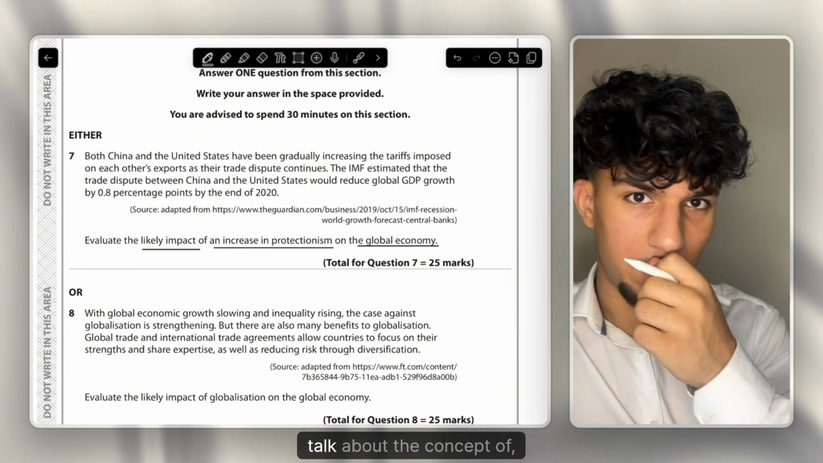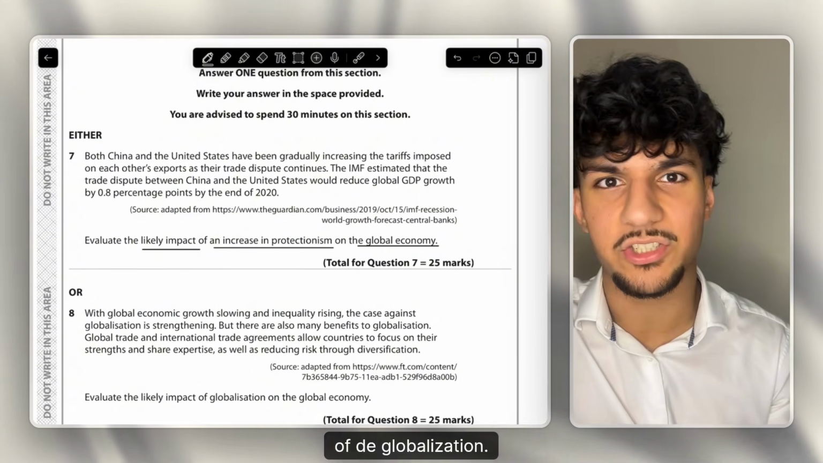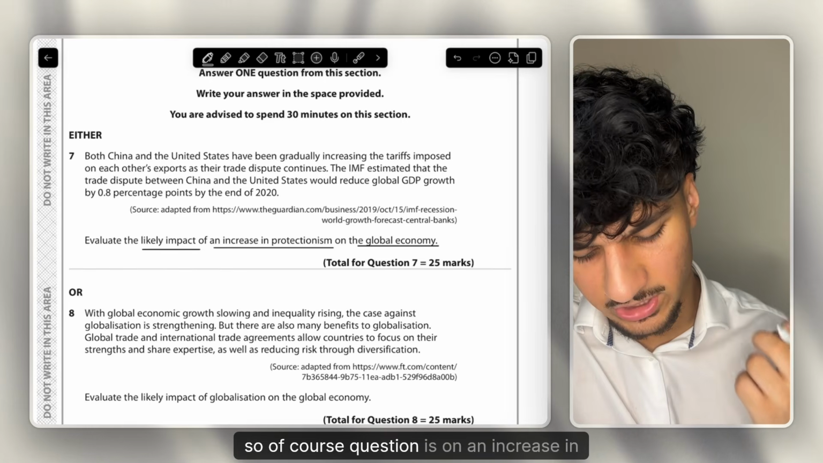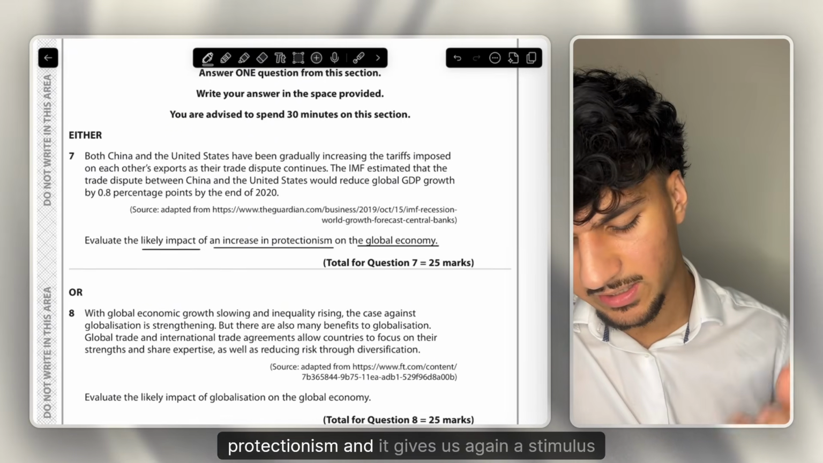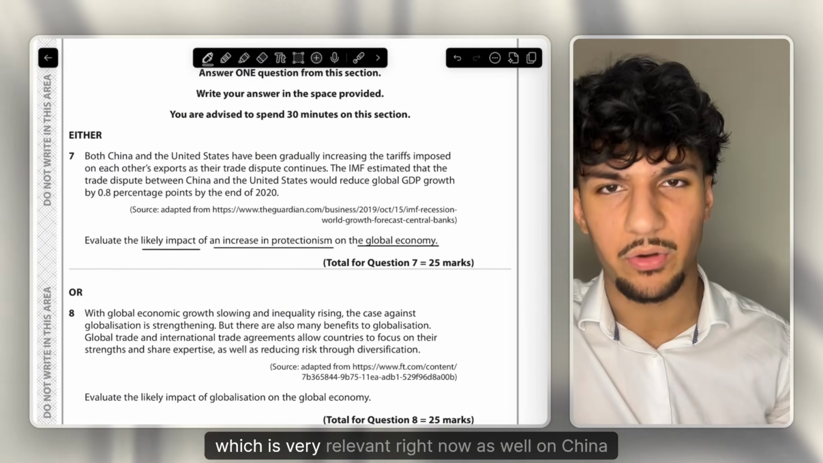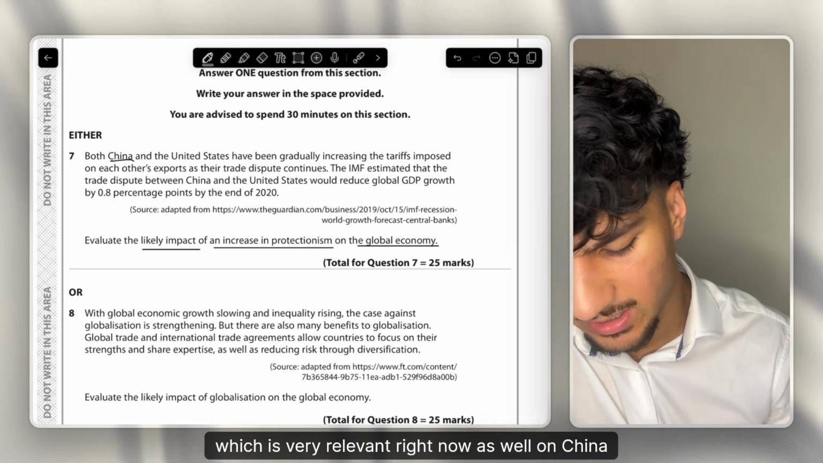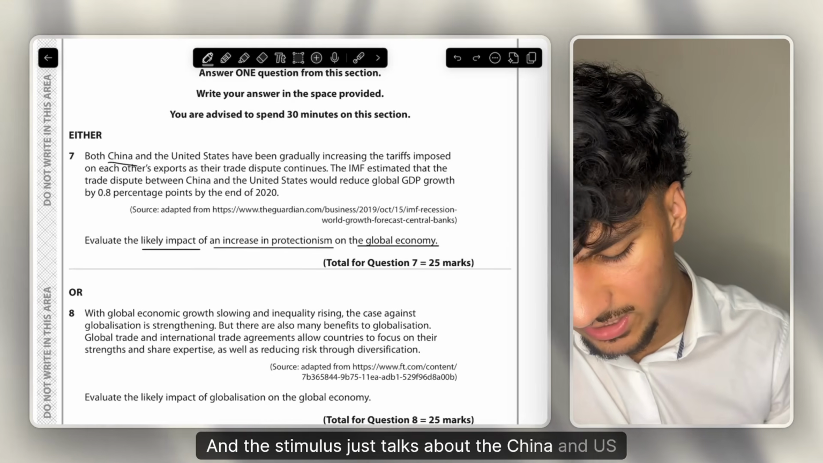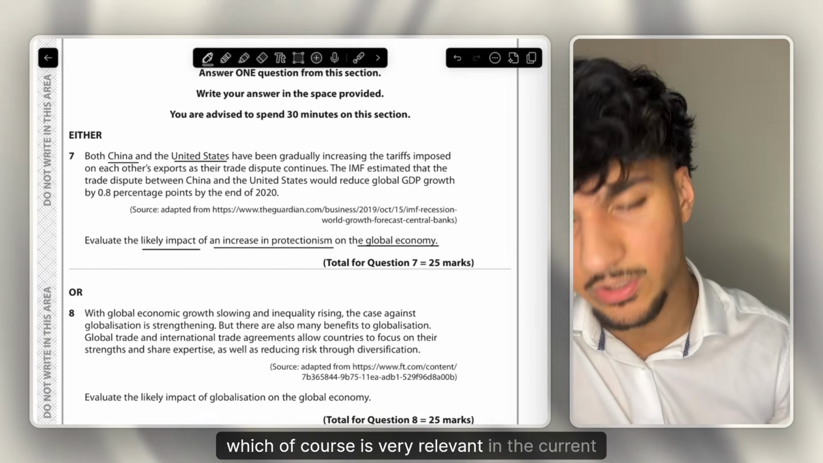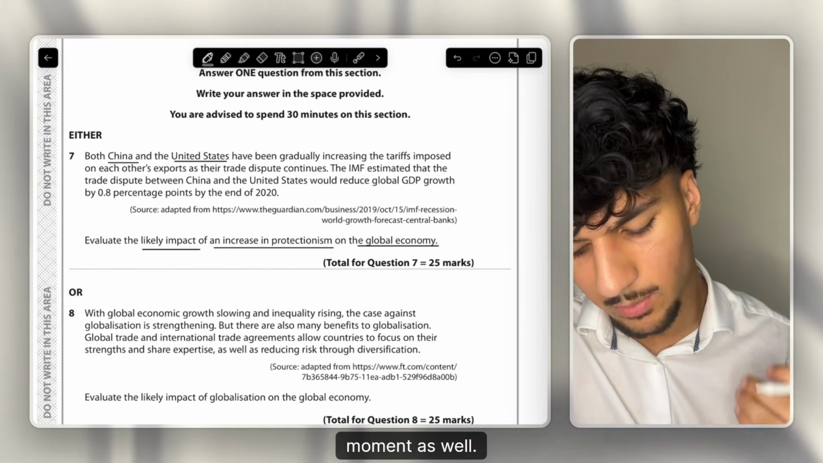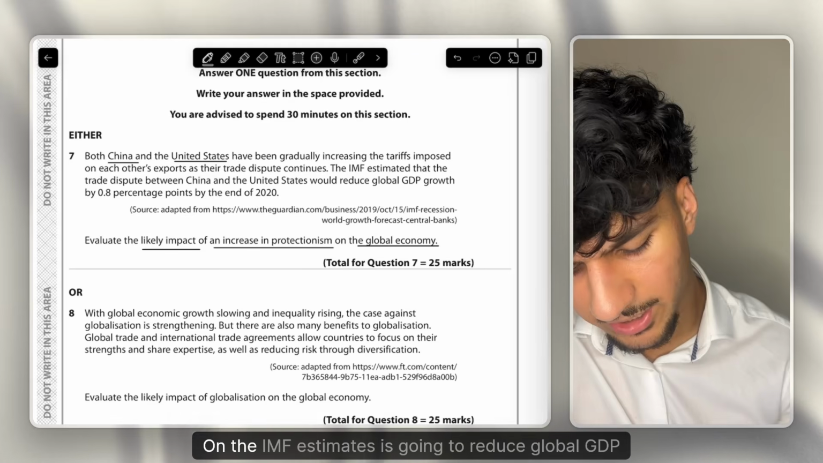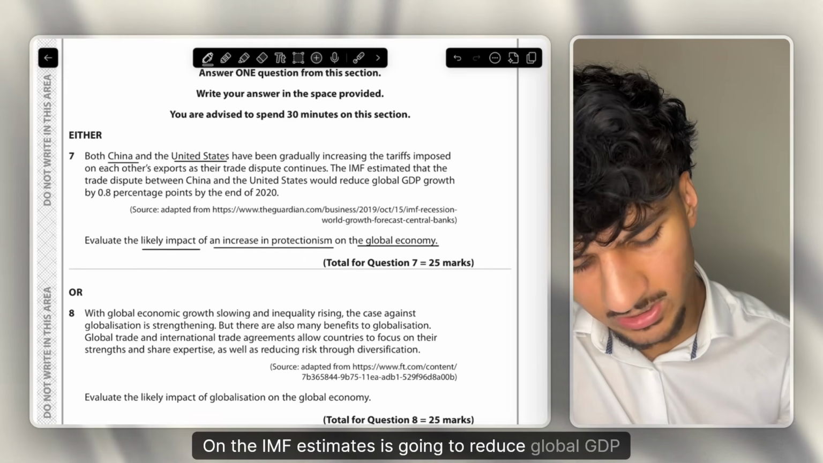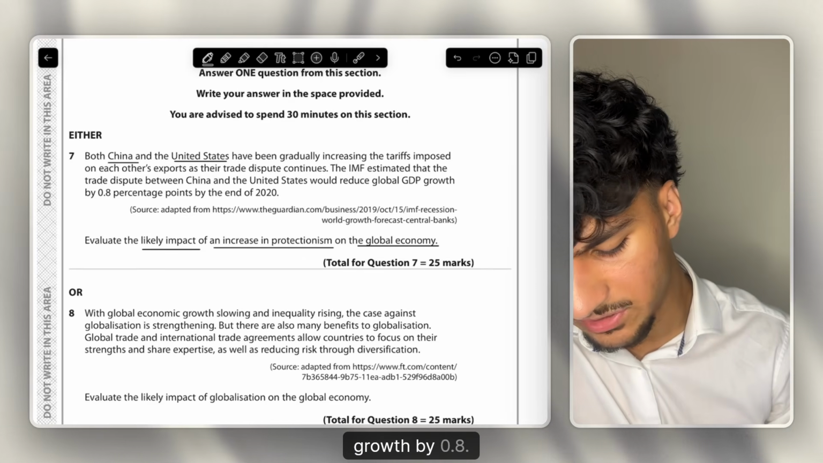You could talk about the concept of deglobalization. The question is on an increase in protectionism, and it gives us a stimulus which is very relevant right now as well, on China and US tariff barriers. The stimulus just talks about China and the US, which is very relevant at the current moment, and their tariff barriers. And the IMF estimates it's going to reduce global GDP growth by 0.8.